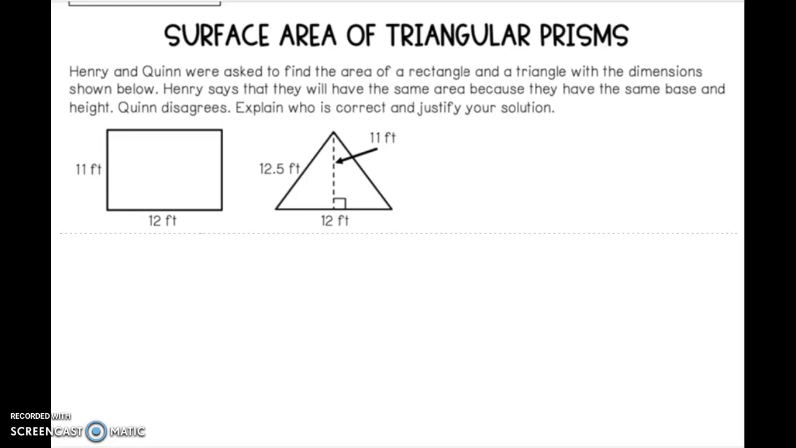If you want to think about it for a second, go ahead and pause the video and think about whether they have the same or different areas. If not, go ahead and keep playing the video, and I'm going to explain it.